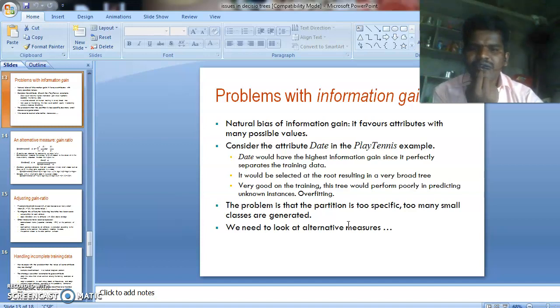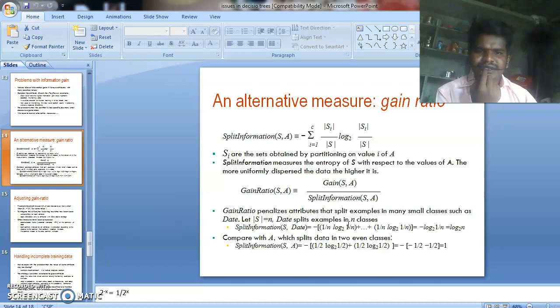To avoid overfitting, we need to look at alternative measures. This alternative measure is the gain ratio. Here the gain ratio is of S comma A, where S is the entropy and A is the continuous value attribute. Gain of S comma A is adjusted by the split information. How to compute the split information?